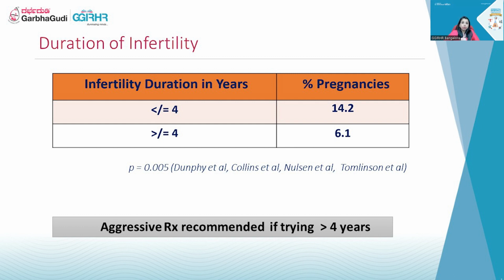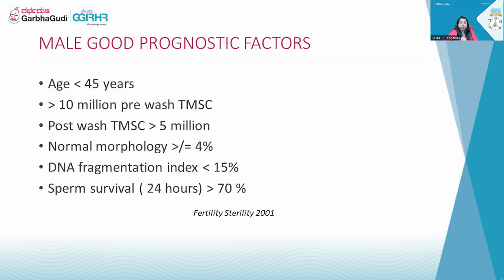Hence, it is best to choose a couple who are married for less than 4 years to get the best success rates of IUI. Then coming to the male factor, how should the male parameters be when we are selecting the couple for an IUI treatment? Ideally, the man should be less than 45 years and he should have a minimum semen count. If you do a pre-wash semen analysis first, the count should be at least more than or equal to 10 million.